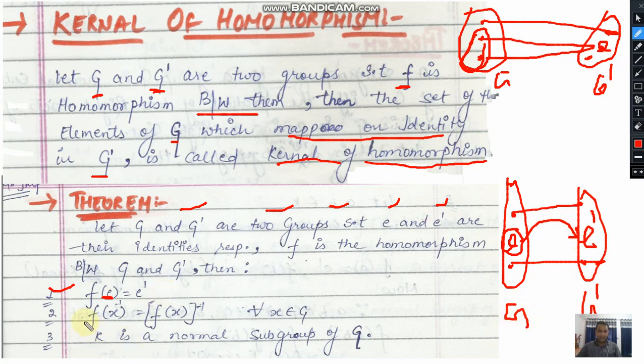The second property is F inverse X. I hope it is F inverse X, and we will correct it while we solve the problem. The inverse of F of X will be equivalent to the inverse of Fx. This is our second property. And the third is K is a normal subgroup, where K is known as kernel of homomorphism. Kernel of homomorphism means the set of elements of group G which are being mapped on identity in G dash.